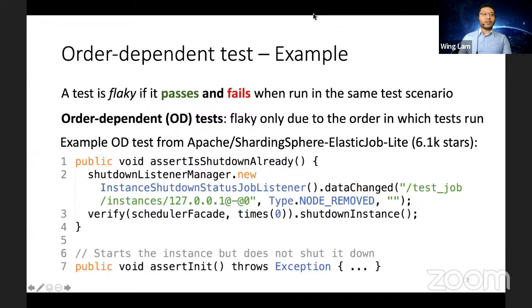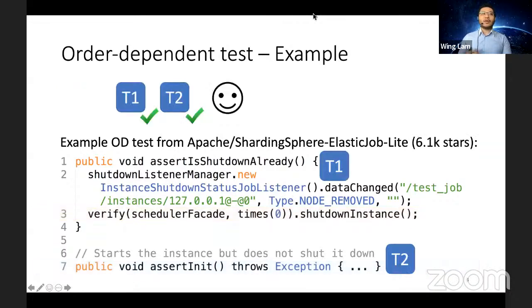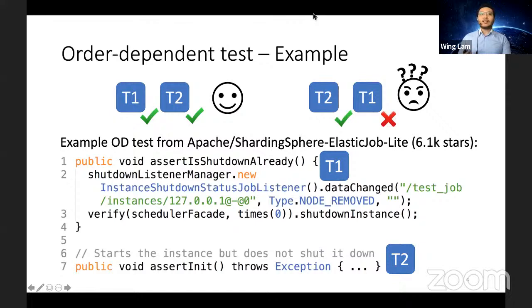An example of an order-dependent test is shown here. This test is from an Apache project with over 6,000 stars on GitHub. Specifically, what these 2 tests are doing is that the first test with line 3, it's checking whether or not an instance of a class variable is already shut down. But the instance can actually be started and not shut down by some other tests, like the one at line 7. And so what happens when you run these 2 tests is that if you see the T1 and then T2 run, then both tests will pass. But if you by chance see T2 and then T1 run, then T1 will actually fail.